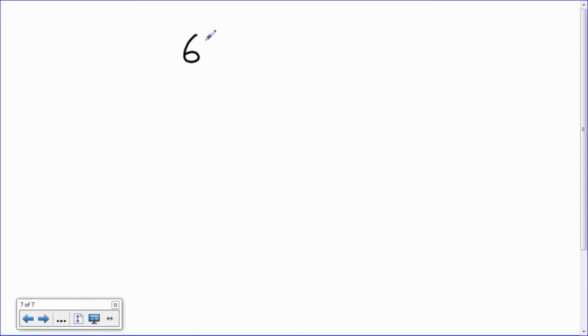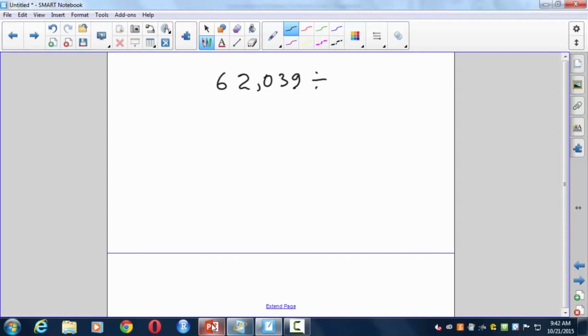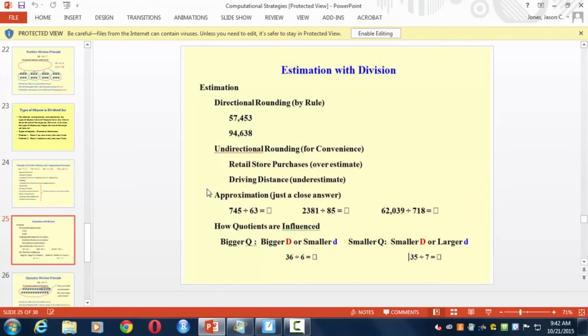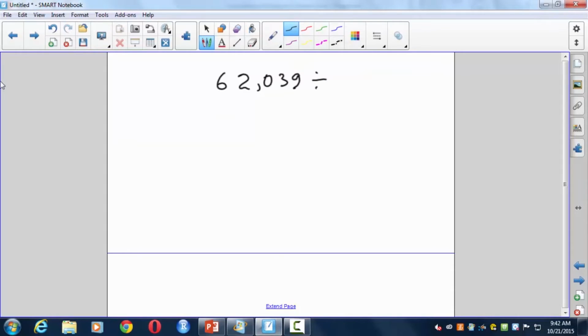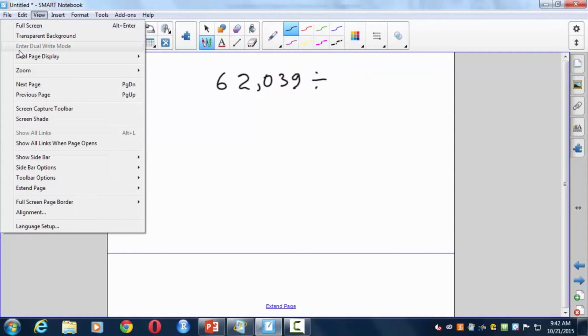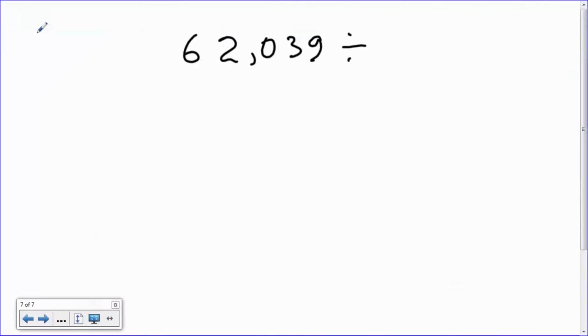Let's look at 62,039. Now I'm dividing by, let's see, let me turn back. What did I use on my 62,039? What did I use on my 718? 718. Get back to my full screen view. So I use 718, and I want to find out what the quotient is.